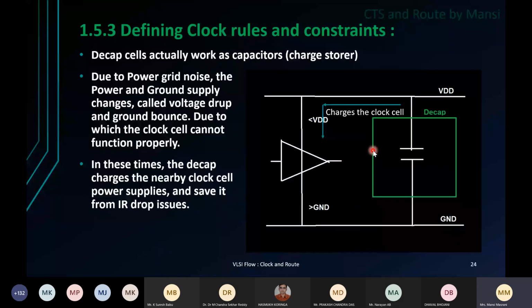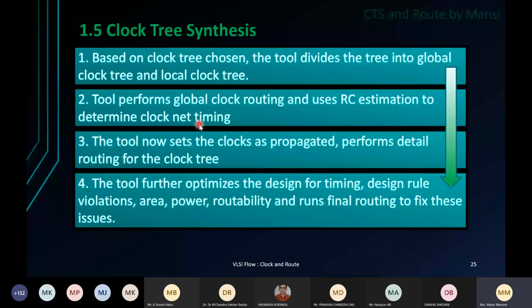Now let's talk about the actual steps of clock tree synthesis. Our rules are set, our objects are set, our constraints are set. We have told the tool our targets also, that this is the skew target and this is the latency target. Now, what actually happens when the tool goes ahead and does the synthesis of the clock tree? The first thing it will do is based on the clock tree chosen. There are multiple types of clock tree, and you will have to choose which kind is good for your design. Does anybody have any question?